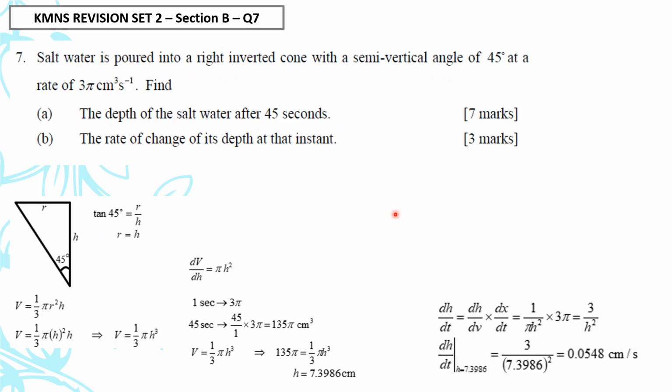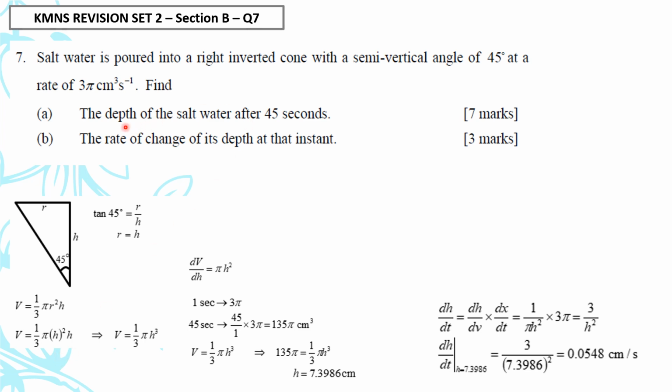For set 2, we are dealing with a right inverted cone again. And it says the semi-vertical angle is 45 degrees. So you have to know what is the semi-vertical angle here. And why is the semi-vertical angle given to you? Because again you want to see the relation between R and H, because you cannot differentiate V unless it has only one variable inside it.